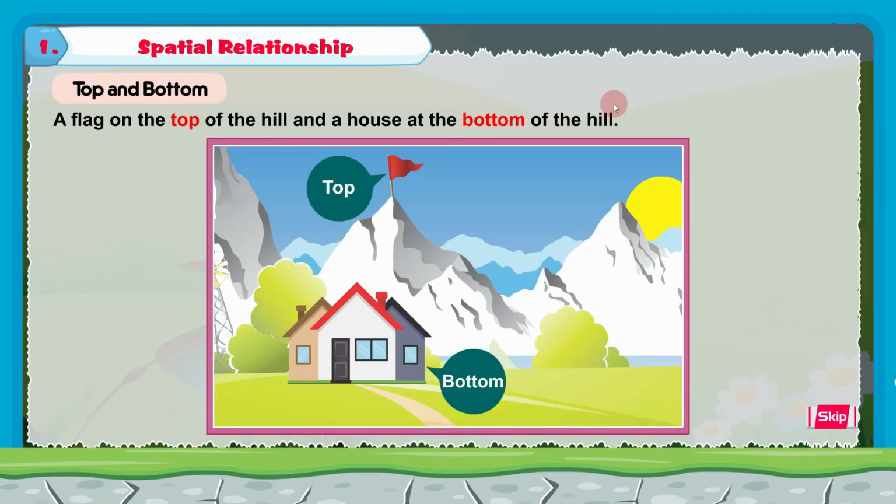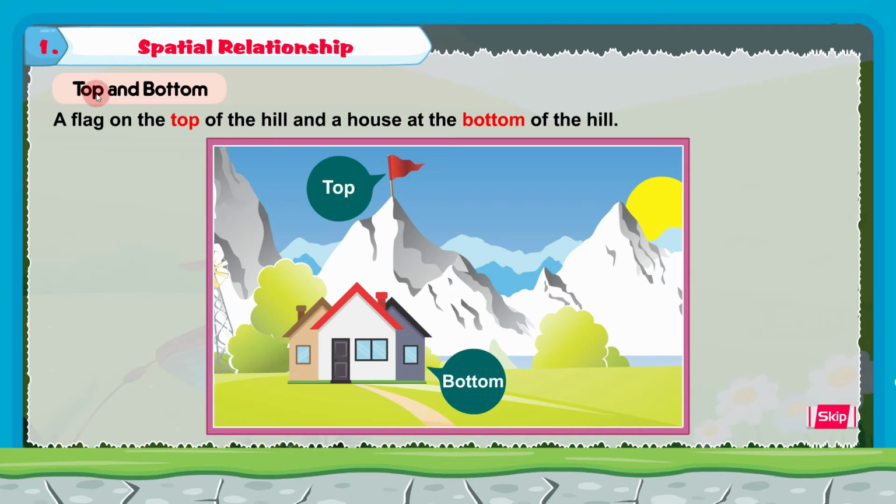Today we will do the course book from our mathematics subject. Now let's start the first chapter. So the name of our first chapter in mathematics subject is spatial relationship. S-P-A-T-I-A-L relationship. This is the chapter's name. The first topic in our chapter here today is top and bottom.